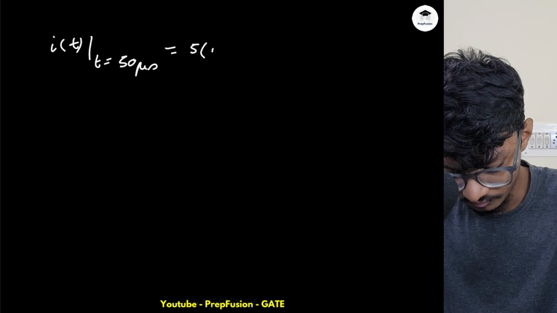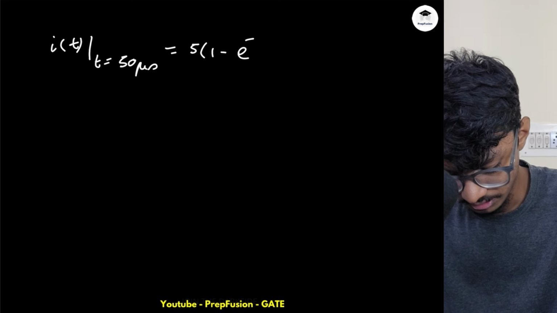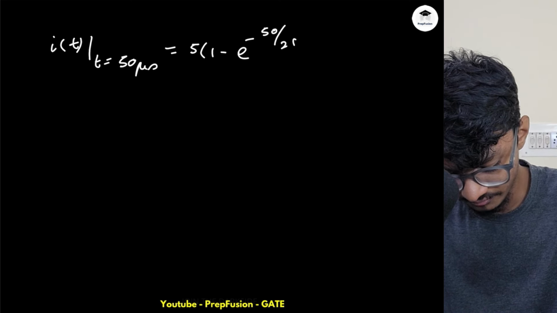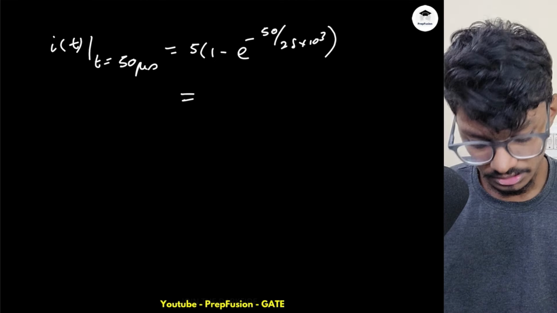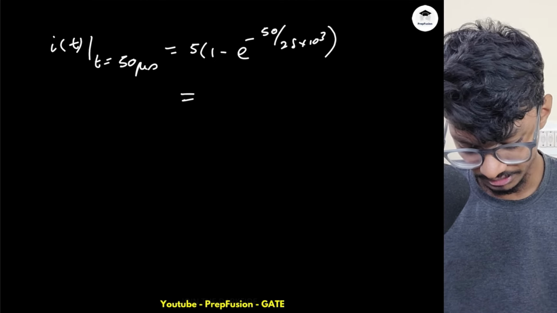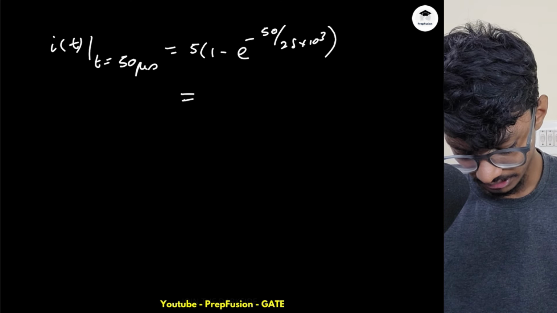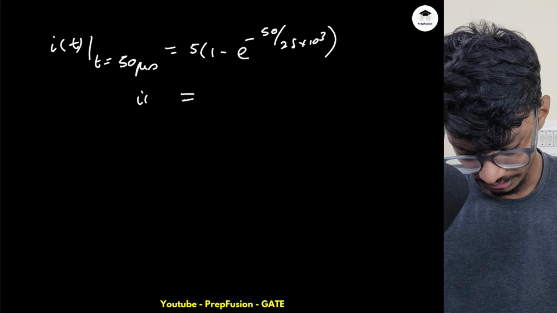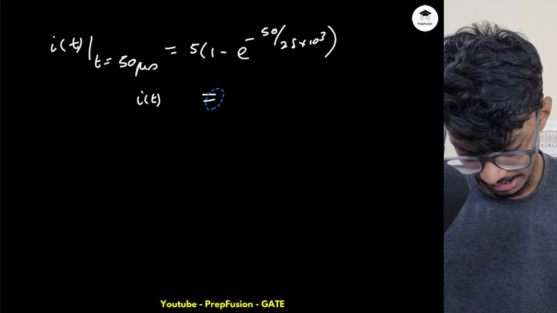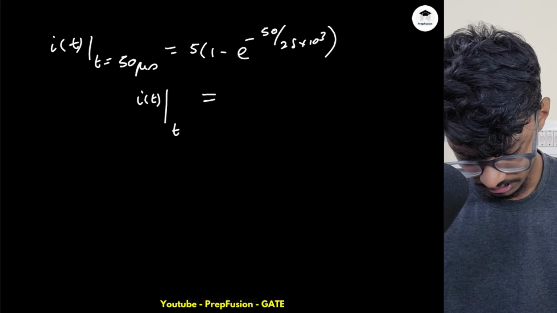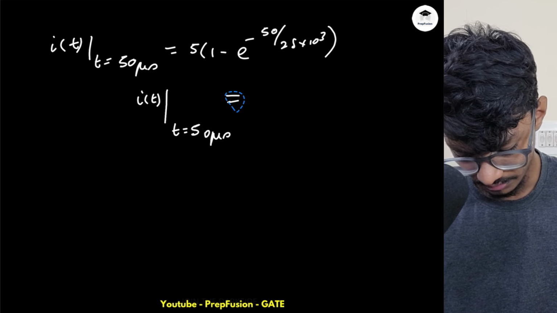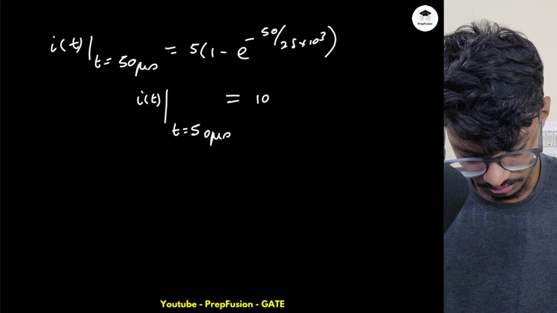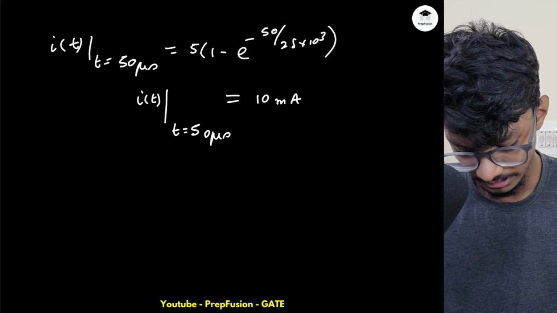So this is 5 times 1 minus e raised to power minus 50/25×10³. Sorry for the interruption, I was just computing this. So this comes out to be I of t at t equals 50 microseconds comes out to be 10 milliamperes.